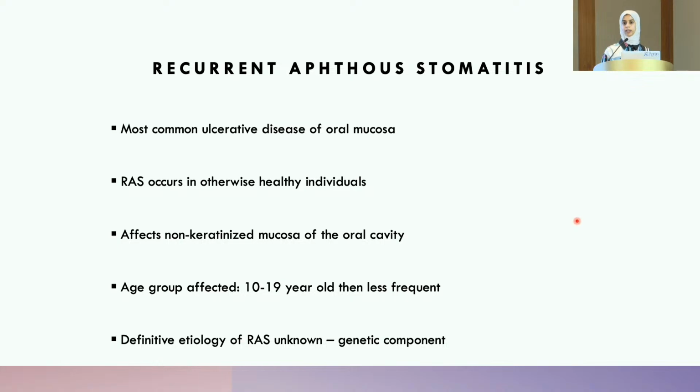RAS occurs in otherwise healthy individuals. They don't have any signs or symptoms of disease. It is confined to the oral mucosa, specifically the non-keratinized mucosa, so the buccal mucosa, the labial mucosa, the ventral tongue. The age group affected is our 10 to 19-year-old patient population, and then it gets less frequent with advancing age. Unfortunately, we don't really know what causes RAS, but we know that there is a genetic factor or component to it.